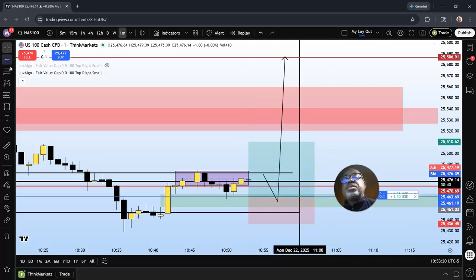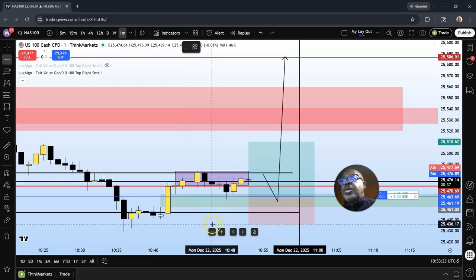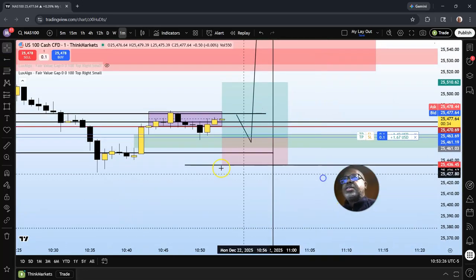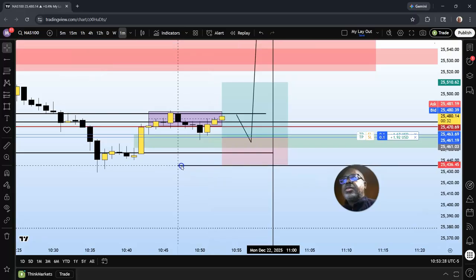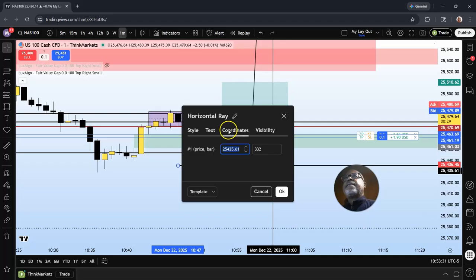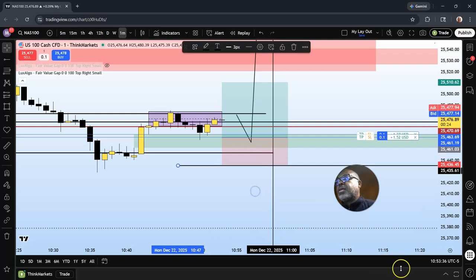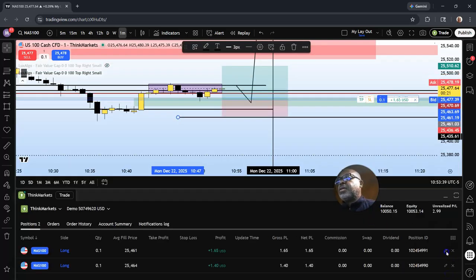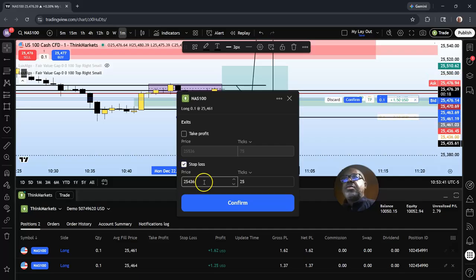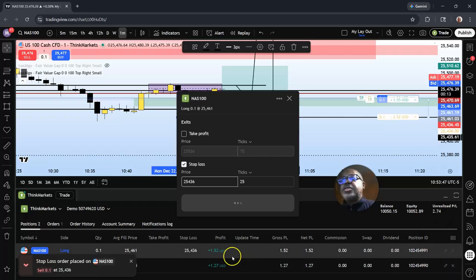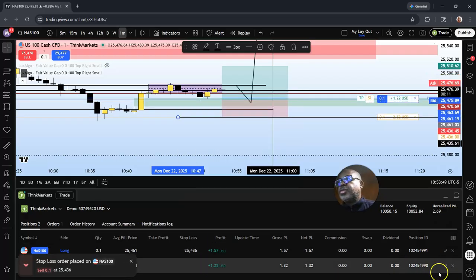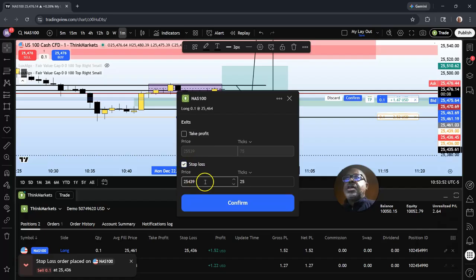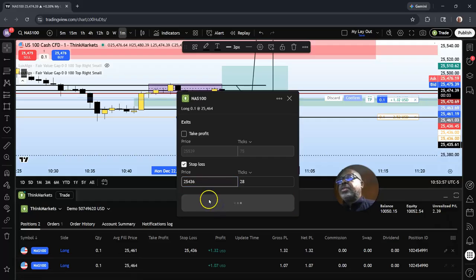Okay, so we're going to set our stop loss. We're going to grab this number below it, get the coordinates, copy that, put it for our stop loss on both orders. Confirm. You can see I'm already in profit, $1.55, $1.32. And I can cash out if I want, but I'm not going to do that yet.